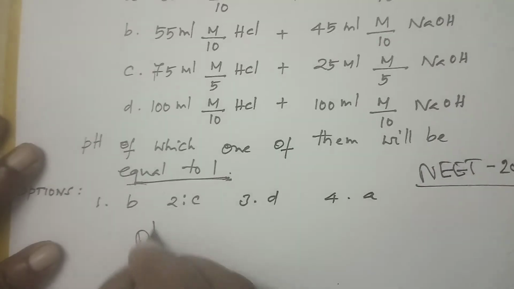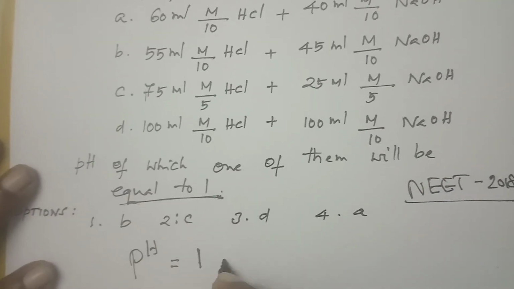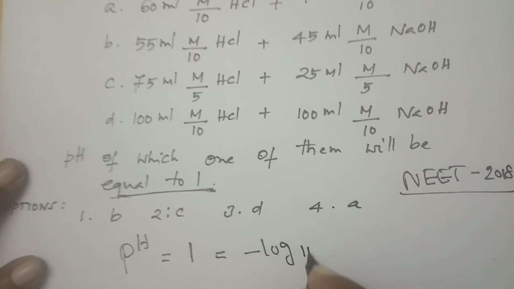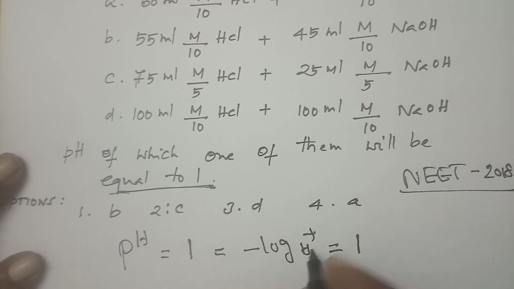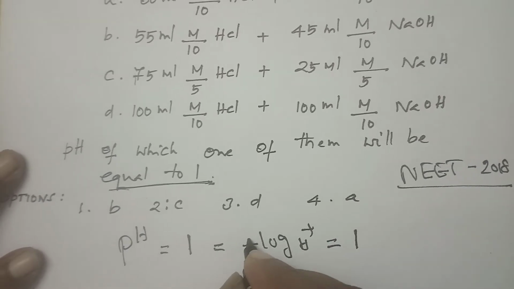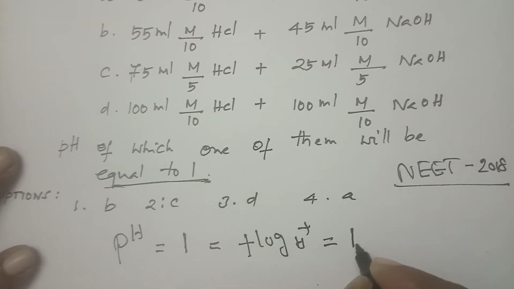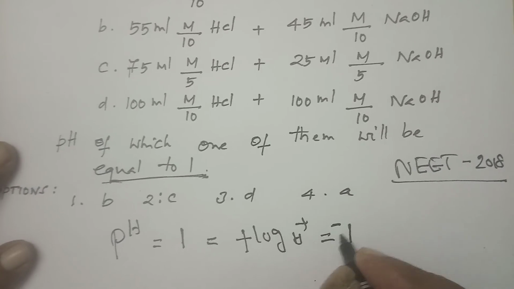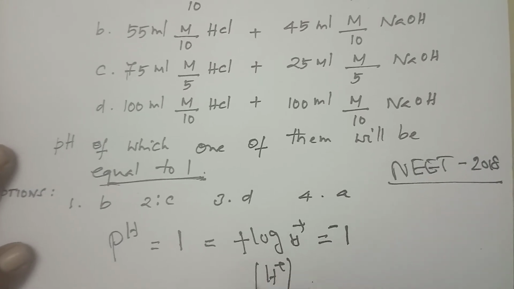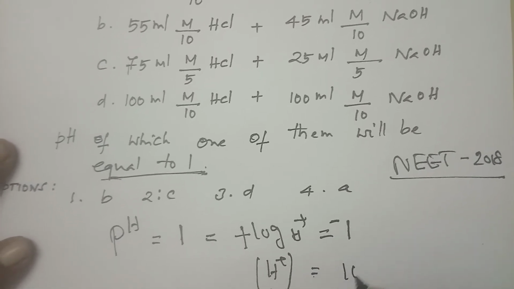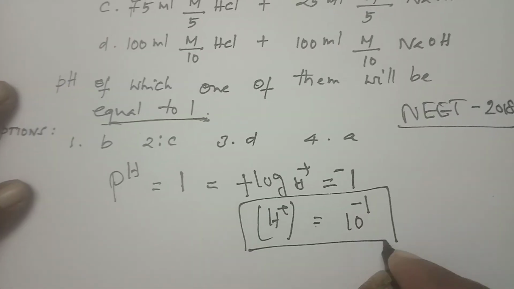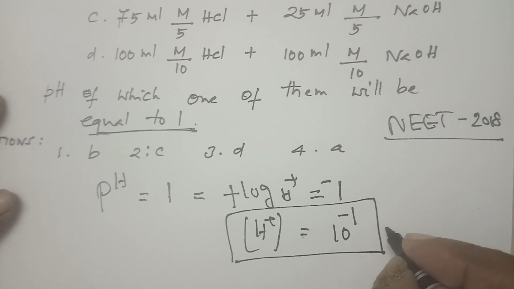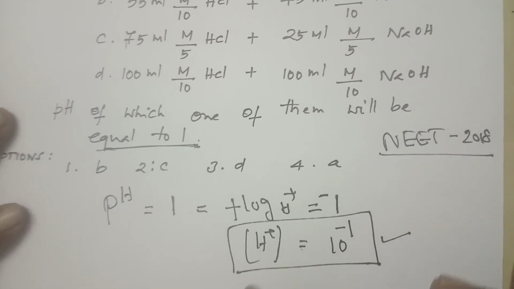Let us start. They ask pH equal to 1, meaning negative log of hydrogen ion concentration is equal to 1. To simplify, I want to cancel the minus, so log of H plus becomes minus 1. The hydrogen ion concentration is the antilog of this, that is 10 power minus 1. So the hydrogen ion concentration should be 10 power minus 1. This I am fixing first. Now let us do each one by one.